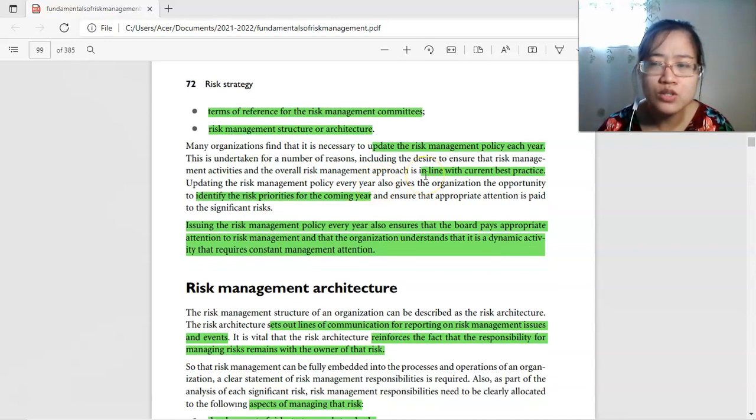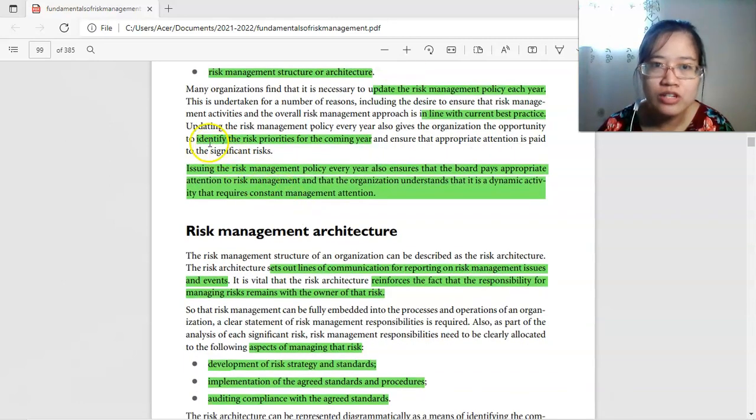Okay? So, since nga nag-i-evolve din naman ang risk, okay, dynamic din sila, so kailangan yung risk management policy, ina-update din every year to reflect any changes. Okay? In line with current best practice. Okay? Kasi baka mamaya later, merong mga studies showing na there are better ways on dealing different risks. Okay? Tapos, identify risk priorities for the coming year.